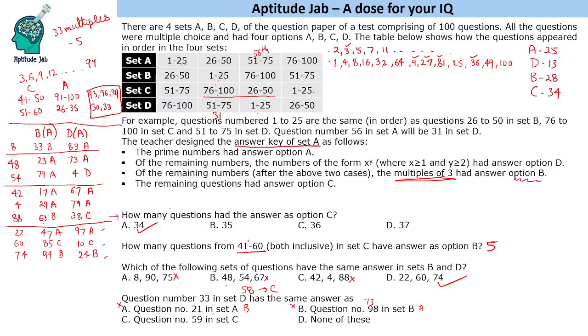And then question number 59 in set C. Set C 59. So add 9 to it, we get 34. So basically it is asking about 34 in set A. So 34 in set A does not come into these categories, not a prime number, not a power, not a multiple of 3. 34 is option C in set A. So that means the answer is this. So both these also have answer as option C. Okay, so this was the questions.